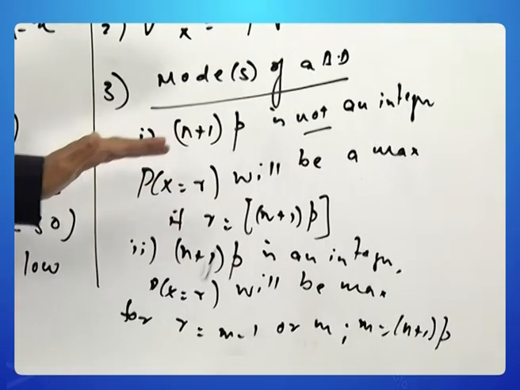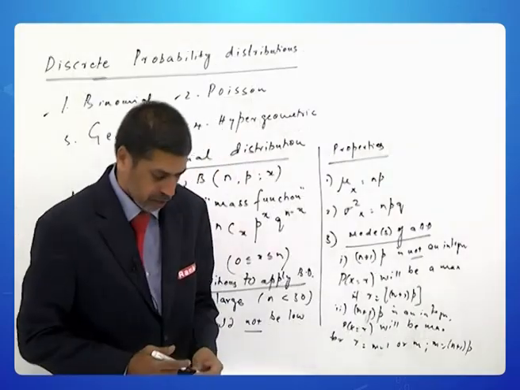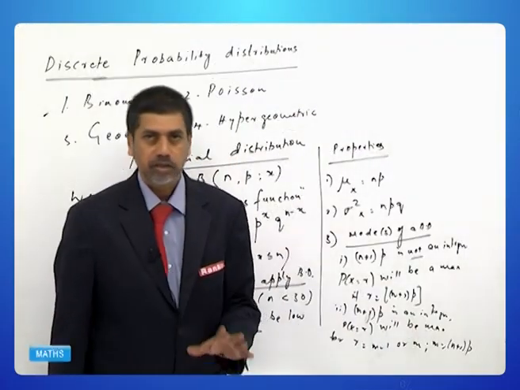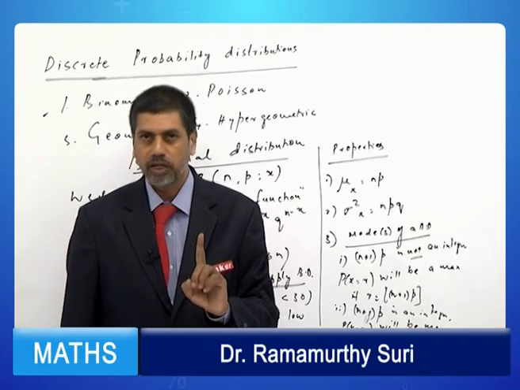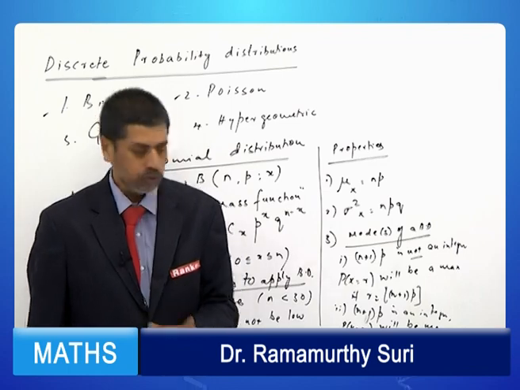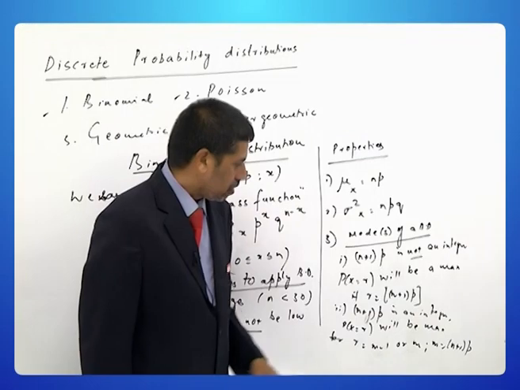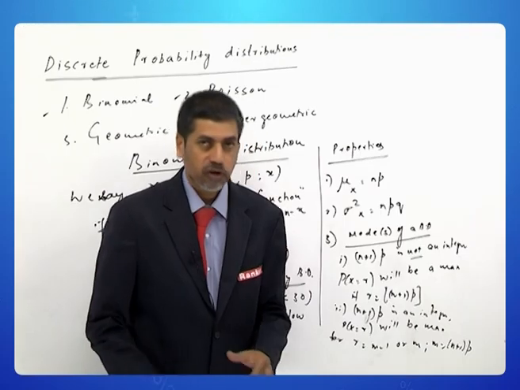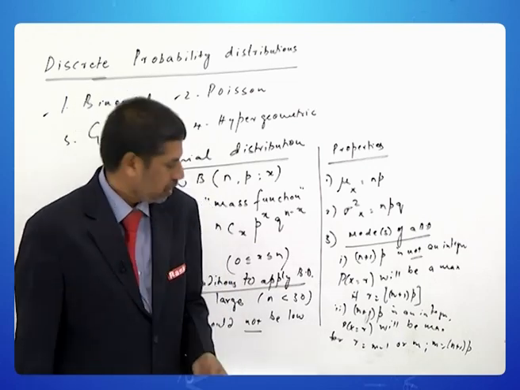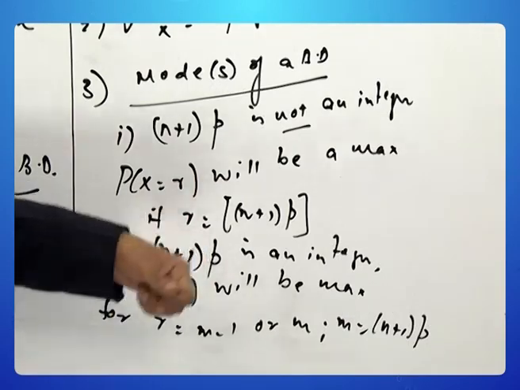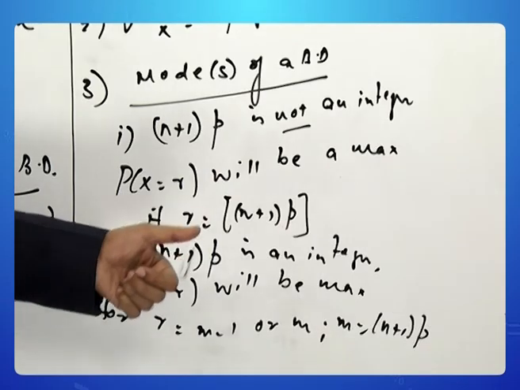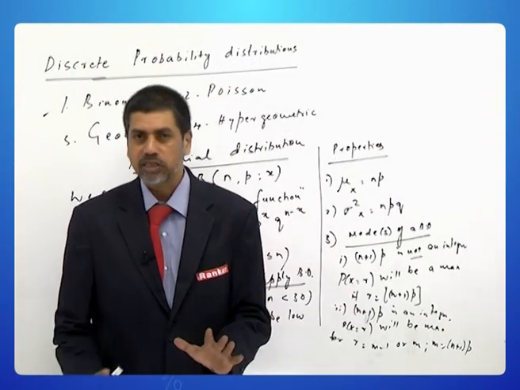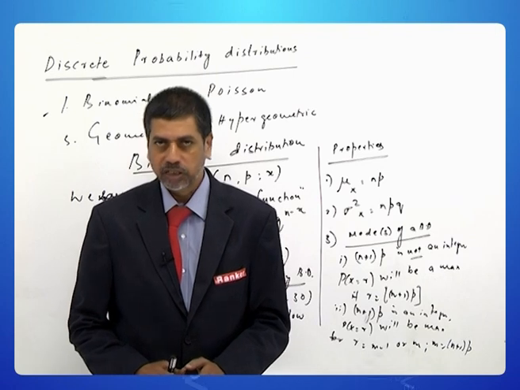I think I should once again explain the modes very clearly. When you have the quantity n plus 1 into p not an integer, the binomial distribution will have exactly one mode. And that mode occurs when r is equal to the greatest integer estimated through n plus 1 into p. For example, n plus 1 into p is 5.7. Then you take that as 5. Okay. When n plus 1 into p is an integer, then the probability will be a maximum when r is equal to m minus 1 or m, where m is equal to n plus 1 into p. So these things may be remembered as very important results.